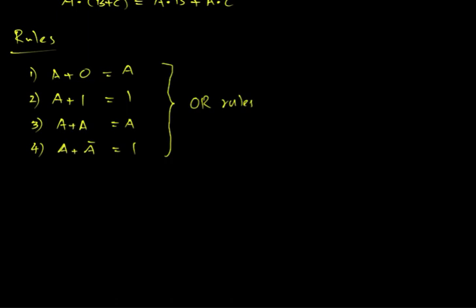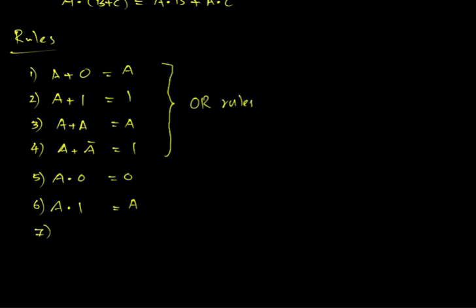Now if you consider another one, the AND operation. The first one is, when you AND a with 0, we will get the result 0. When you AND a with 1, the answer will always be a. If a is 0, the result will be 0. If a is 1, we will get 1.